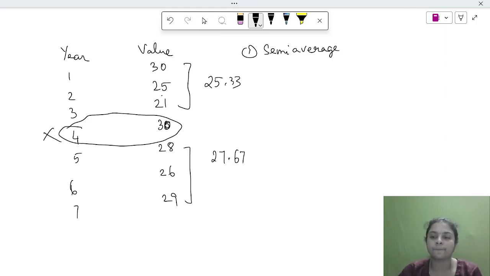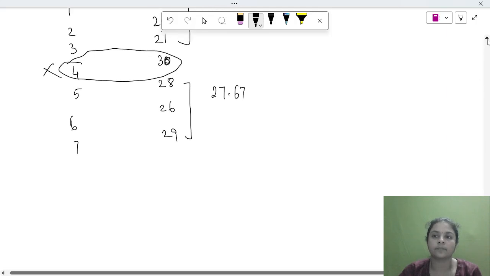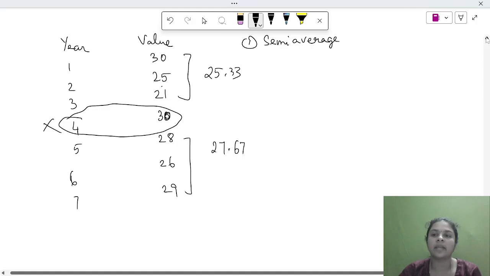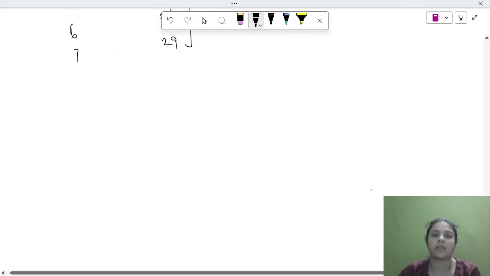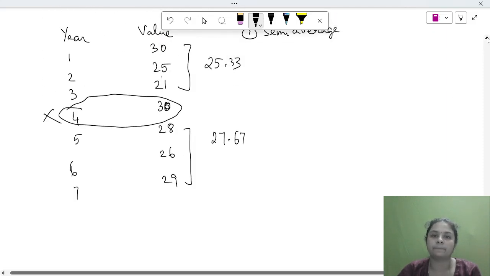Clear with this? Ma'am, they ask percentage average, and is it correct to use this for that? What, ma'am? They ask 4 centered average in some questions. In the question if they ask you to calculate the 4 centered average, then you need to calculate the moving average. I will tell you how to calculate that. Yes ma'am, okay. Now same question we are going to see how to calculate the moving average.